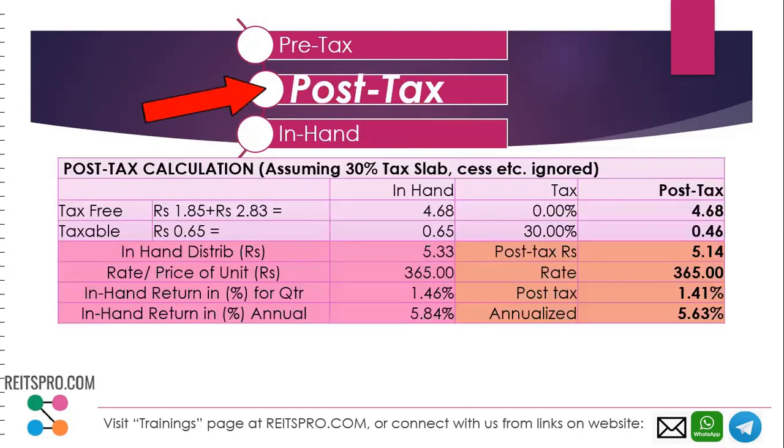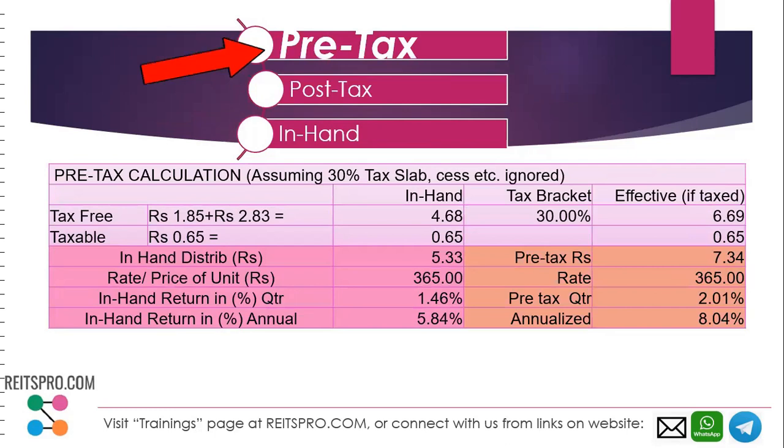Now moving on to post-tax, the post-tax here would become 5.14. Why? Because 4.68 will not be taxed. The first row, 0.65, will be taxed at 30%, assuming a 30% tax bracket, and a post-tax amount of 5.14 rupees would be there. So a post-tax return of 1.41% compared to 1.46% would be there.